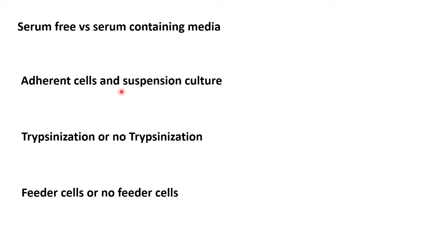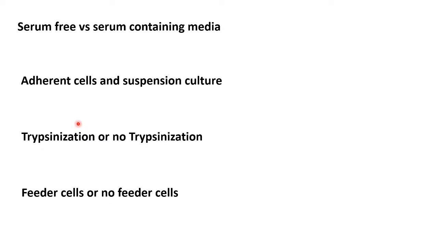Then there are adherent cells and suspension culture. Again, very simple. The cells which are present in the solid tissue in our body obviously require the help of matrix. So they cannot grow in the liquid media, they cannot grow in suspension. So obviously the liver cells will be growing by sticking to the culture plate or to the culture flask.